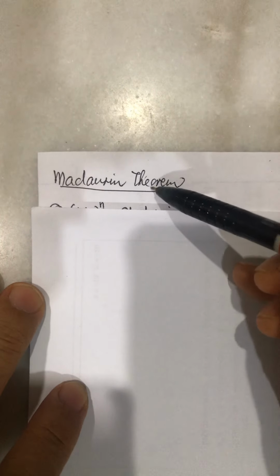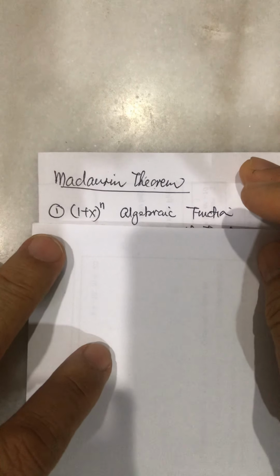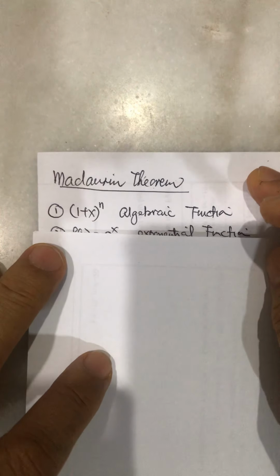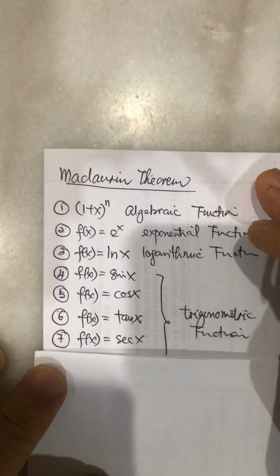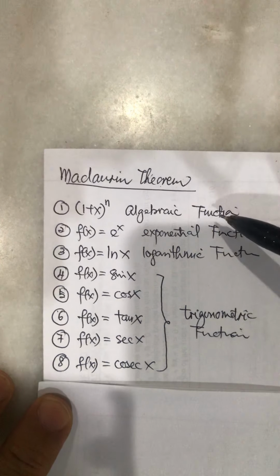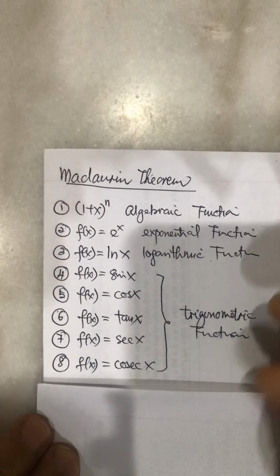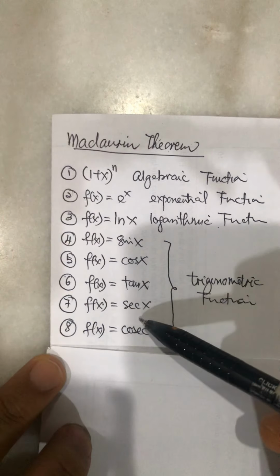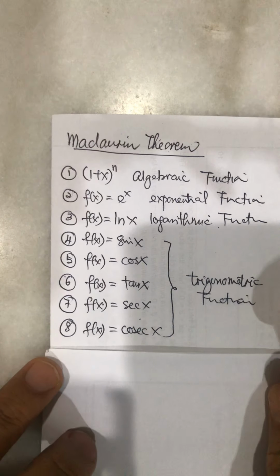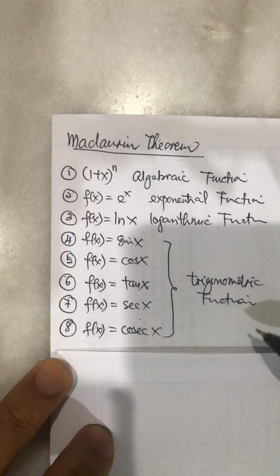Okay, today we are going to learn the Maclaurin Theorem. So far, in lower and upper 6, we have learned so many functions: algebraic, exponential, logarithmic, and then all these sine, cosine, tangent, secant, and cosecant. All these are under trigonometric functions.